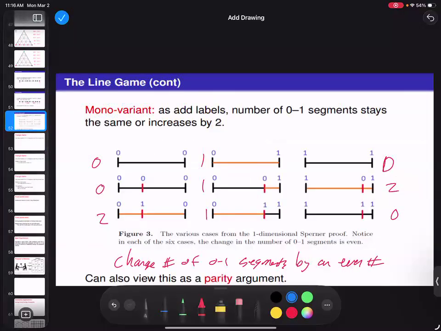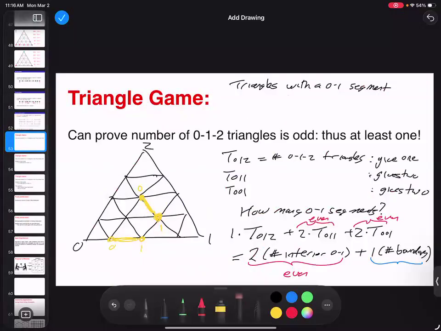That's what we just proved. We started with an odd number, and then every time we labeled a new vertex, we changed the number either by 0 or 2. So if we start odd, we stay odd. So this is an odd number. So something plus even equals odd. What's the only possibility? The number of 0, 1, 2 triangles has to be odd. There has to be one triangle with all three labels. I don't know where it is. This is a non-constructive proof.